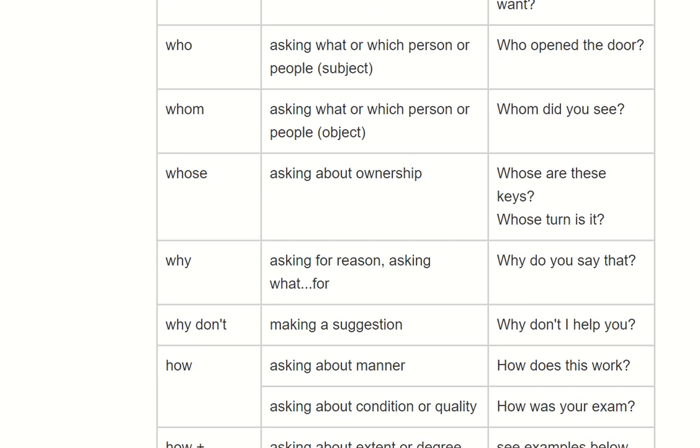Whose is asking about ownership. You want to know who is the owner of something. So, whose are these keys? These keys belong to Ali. Okay. Whose turn is it? It is Ali's turn. Okay. This is why we use whose in order to ask for ownership.